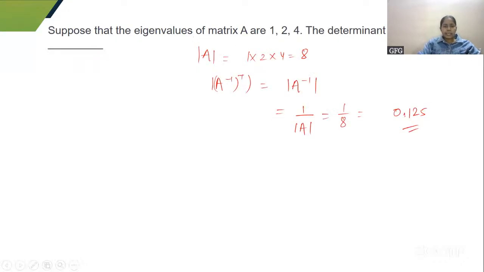Okay, so I hope this is clear. Again, this is a simple question. Let's try to solve some more questions.